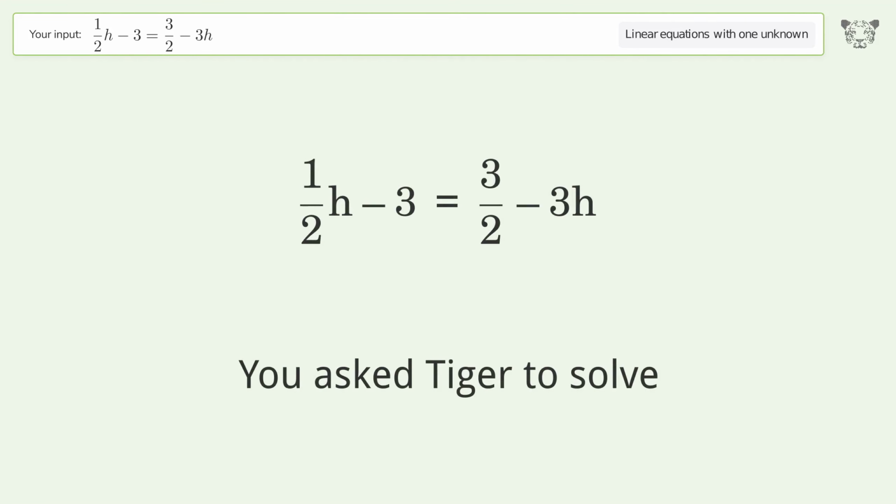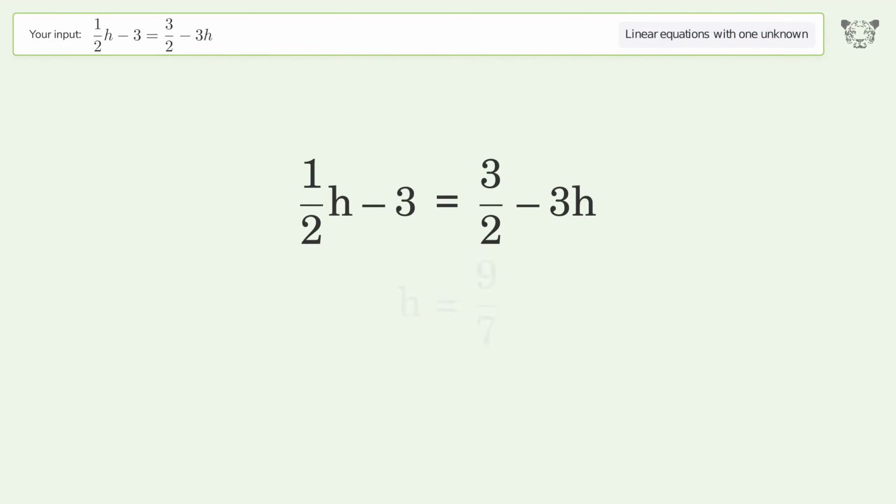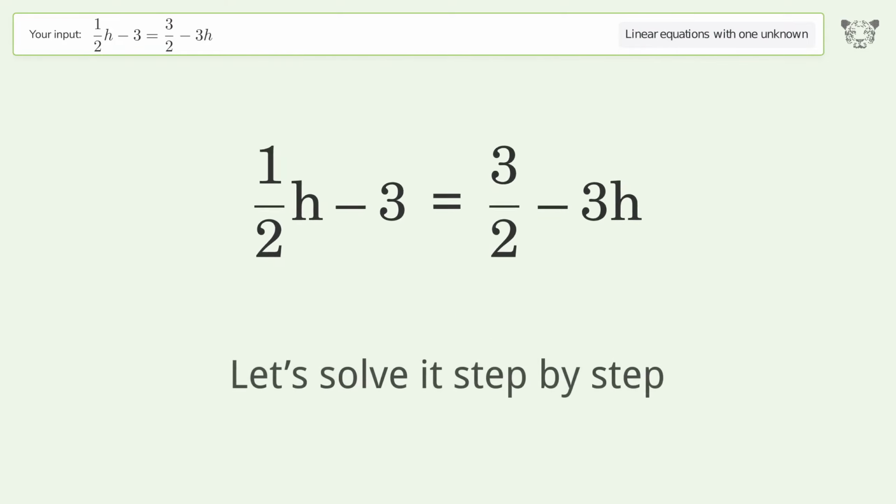You ask Tiger to solve. This deals with linear equations with one unknown. The final result is h equals 9/7. Let's solve it step by step.